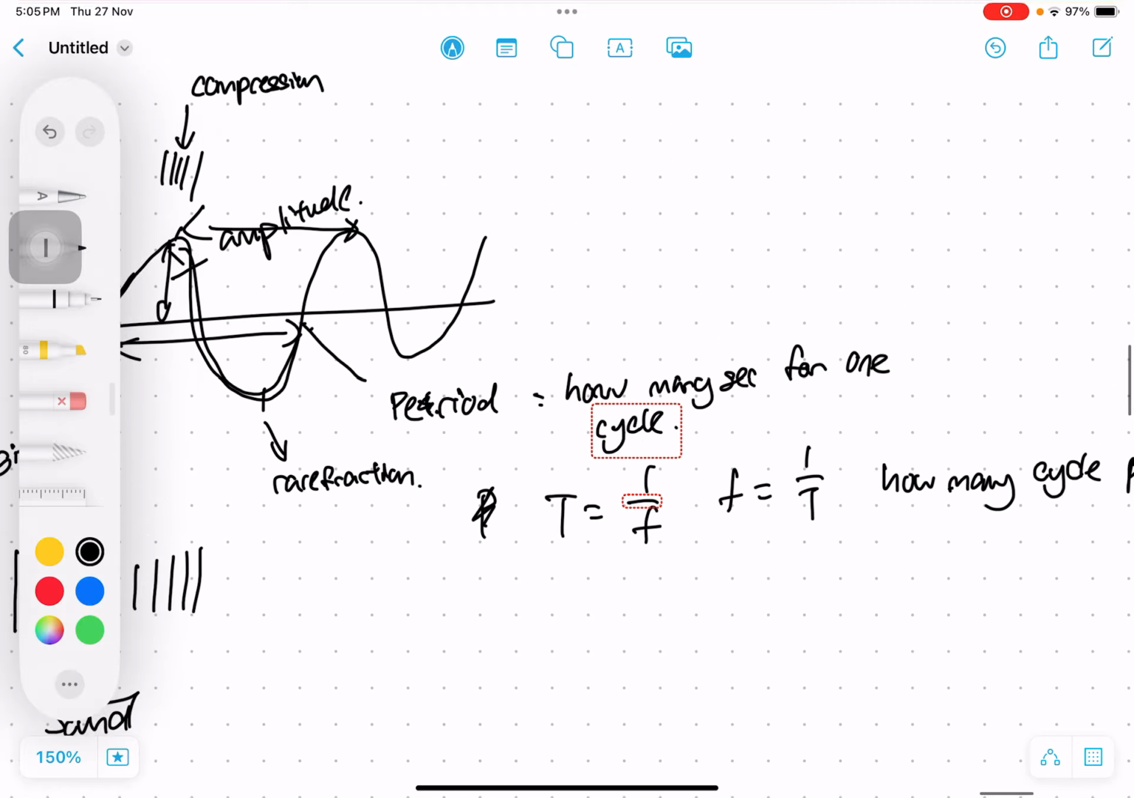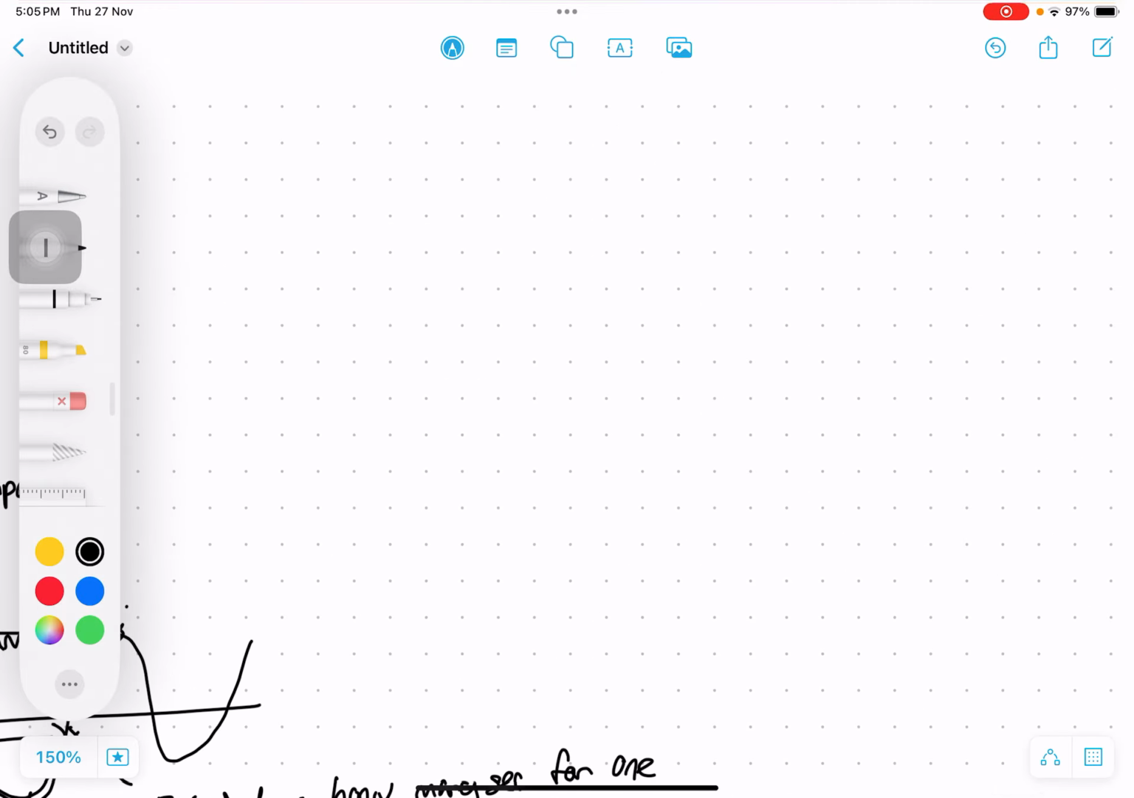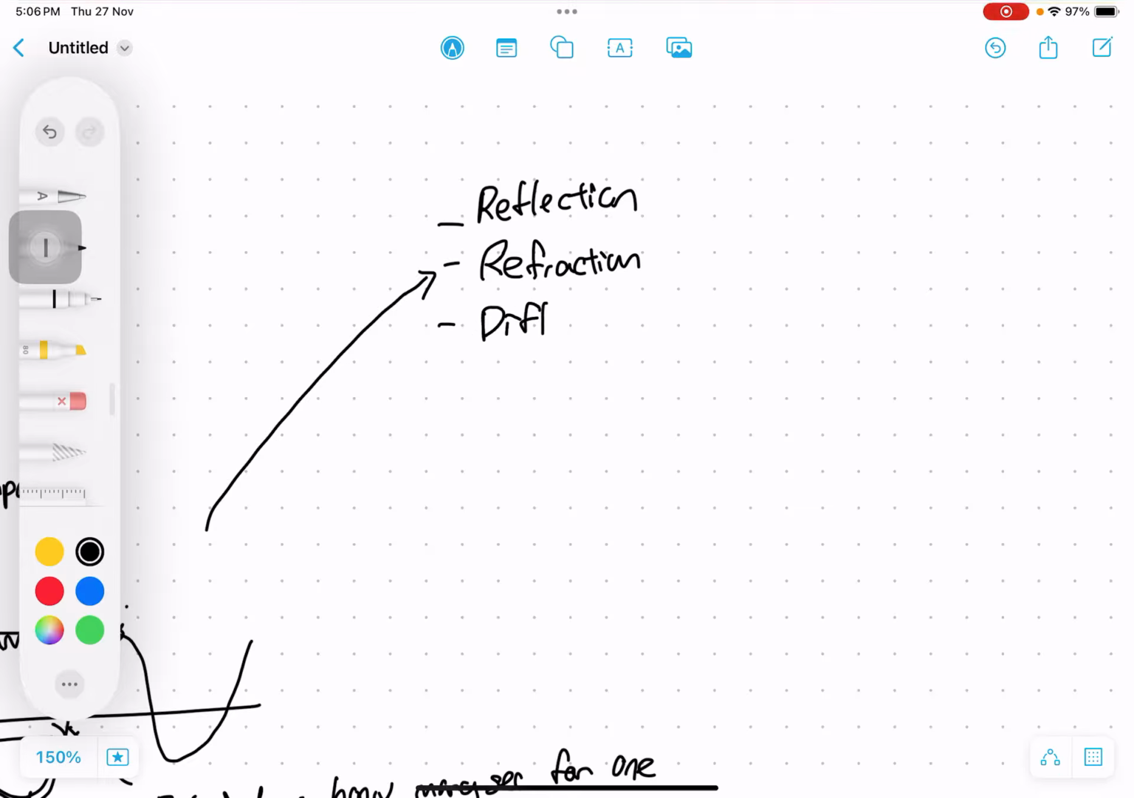So what would we say is the characteristic of a wave? Okay, characteristics of wave, I have three. So one is reflection, the second one is refraction, and the other one will be diffraction.